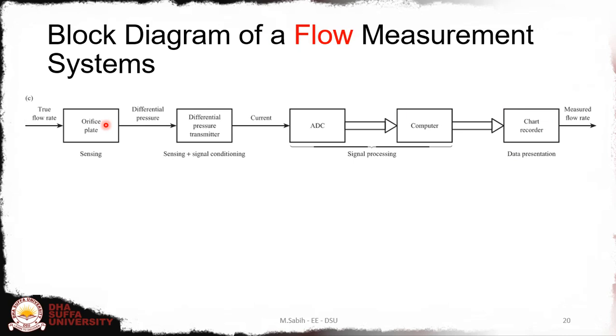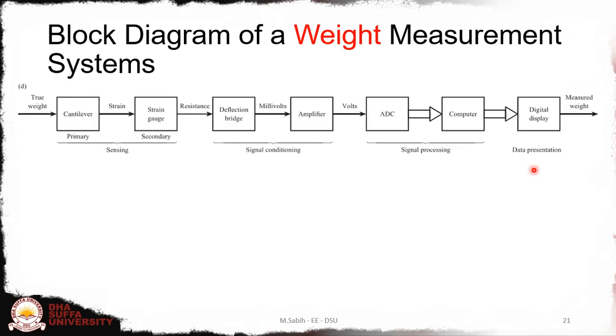The flow measurement system may consist of an orifice plate as a sensor, which provides a differential pressure. This differential pressure is transmitted in, let's say, 4 to 20 milliamps current to an ADC, and then the ADC and computer together make the signal processing part, and finally the data presentation. It may be a chart recorder or a computer. In old days we used to have these chart recorders.